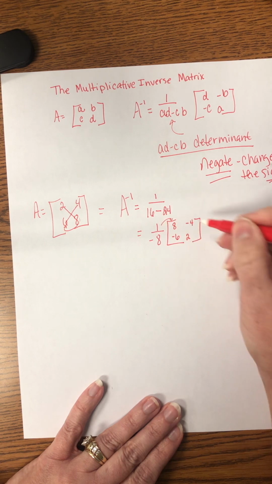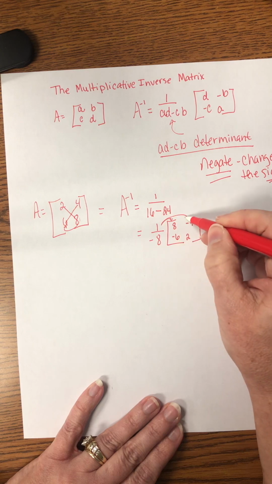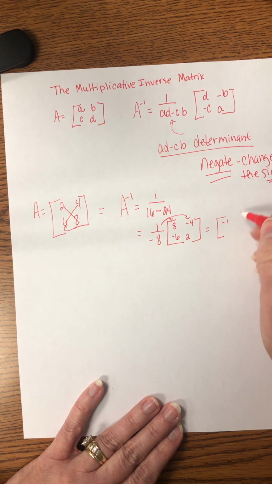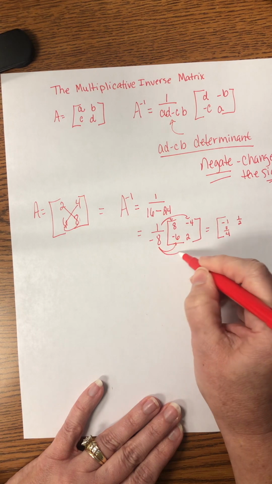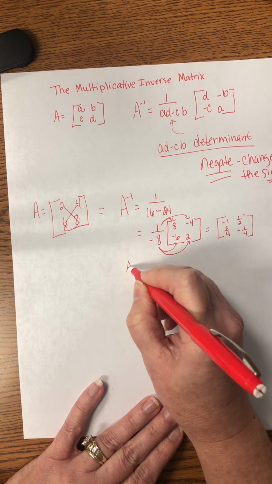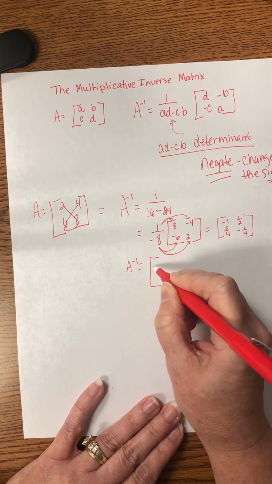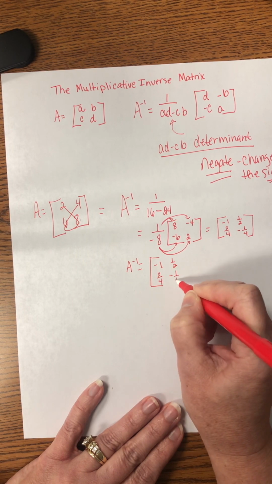So we'll multiply -1/8 to 8, and we'll get -1. -1/8 to -4 is going to be +1/2. -1/8 times -6 is going to be +3/4. And -1/8 times 2 is going to be -1/4. So my inverse matrix is -1, 1/2, 3/4, and -1/4.